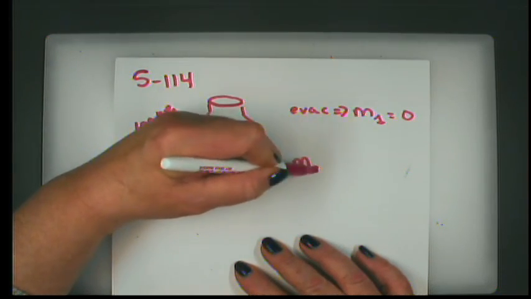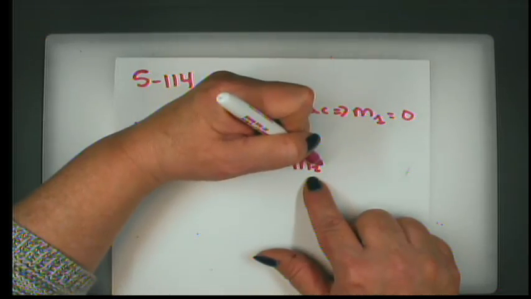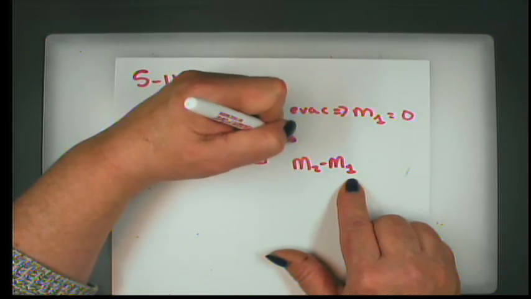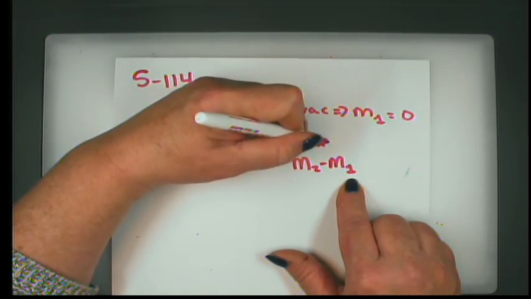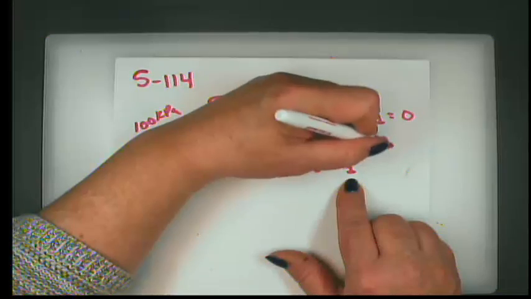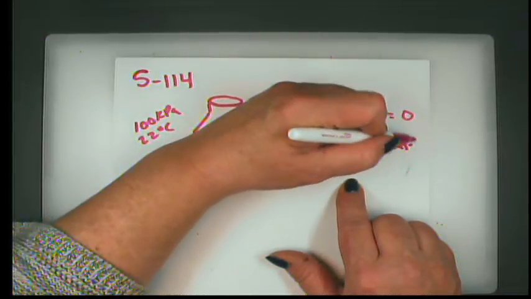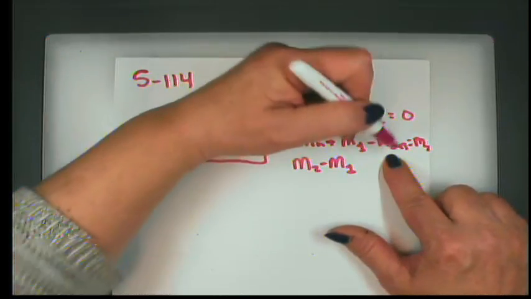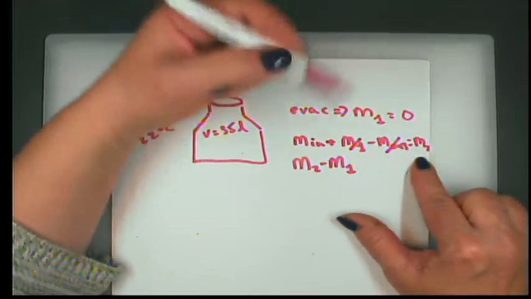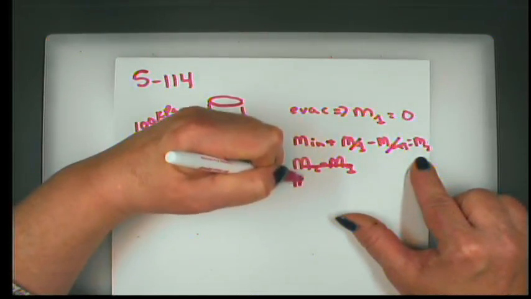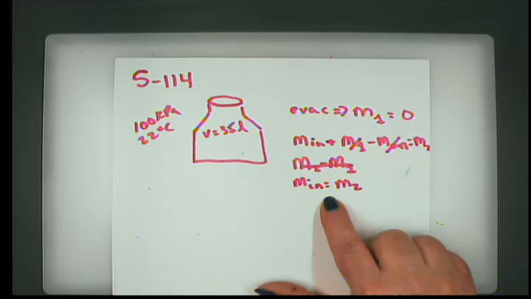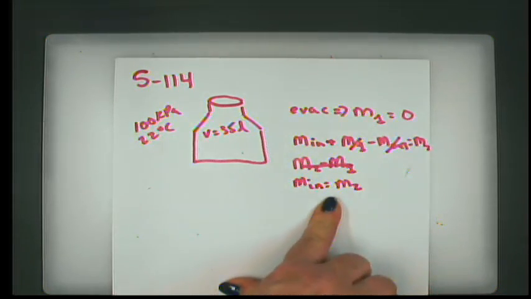So the mass at time 2 minus the mass at time 1: if we start from the beginning, the mass that goes in plus the mass at time 1 minus the mass that goes out is equal to the mass at time 2. There's no mass that goes out. There's no mass at time 1. So we can just say that the mass that enters the tank is equal to the mass at time 2, right? All the mass came from outside.